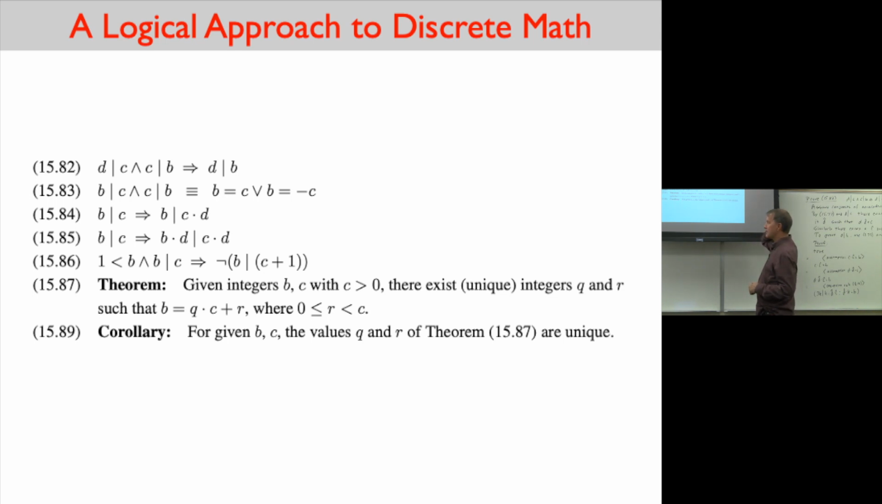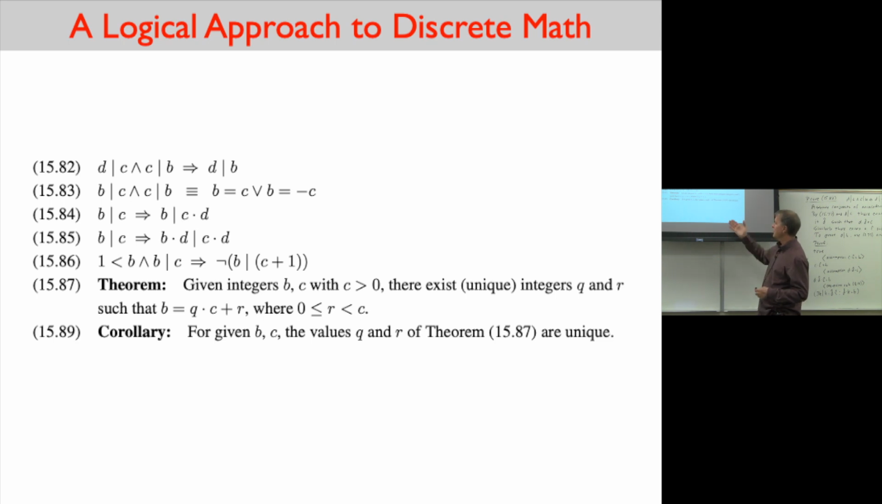And then 15.86, 1 is less than B, in other words, B is greater than 1, and B divides C implies B does not divide C plus 1. That's not as intuitive. It's really weird. But if B is bigger than 1 and B divides C, it can't divide C plus 1. Makes sense, right? If you add 1, it's not small. But that'd be tricky to prove, don't you think?